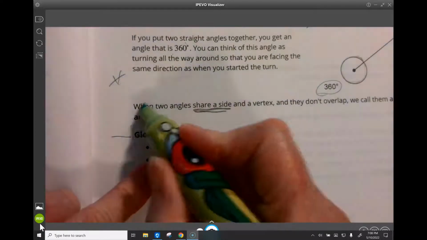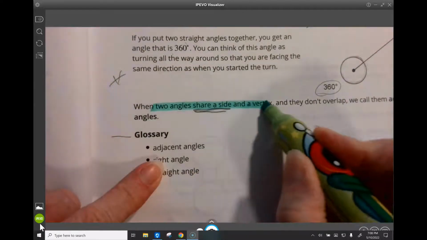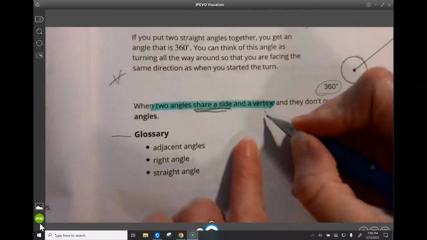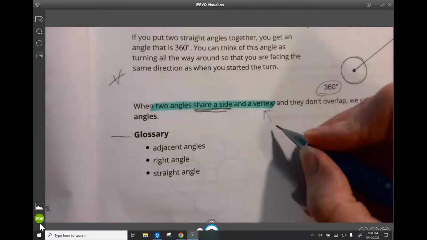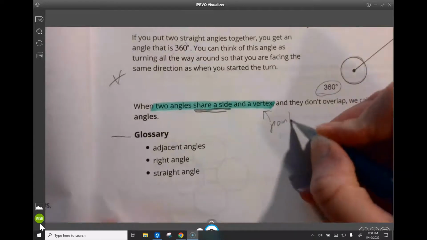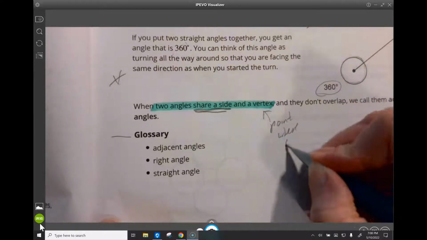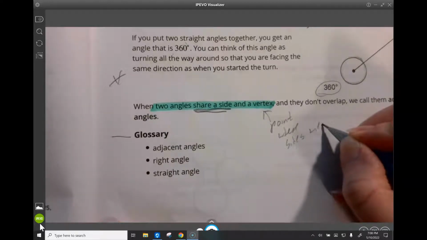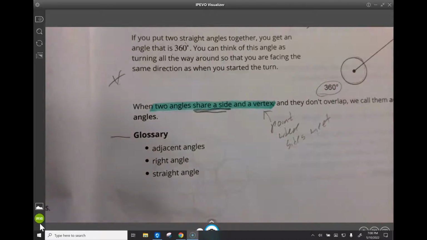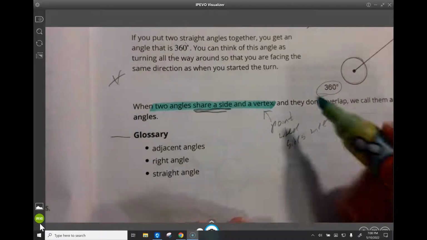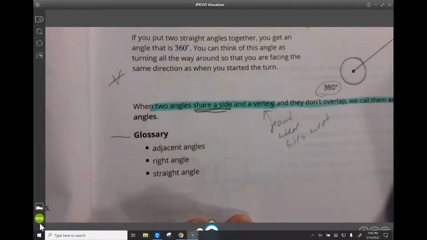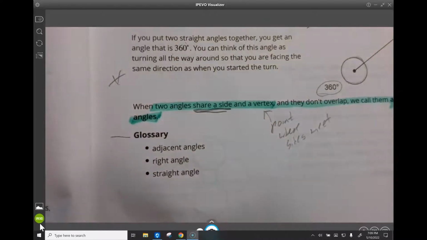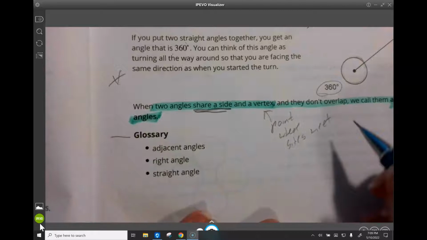And then, when two angles share a side and a vertex, remember the vertex is the point where the sides meet. Point where sides meet. We'll just call it that for now, okay? And they don't overlap. That's important. That's called adjacent. Those are adjacent angles. Two angles that share a side. Okay? So two angles that share a side.